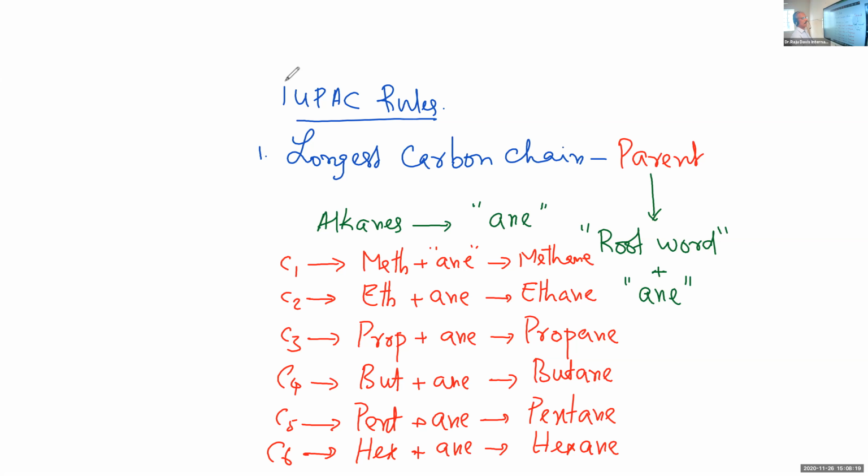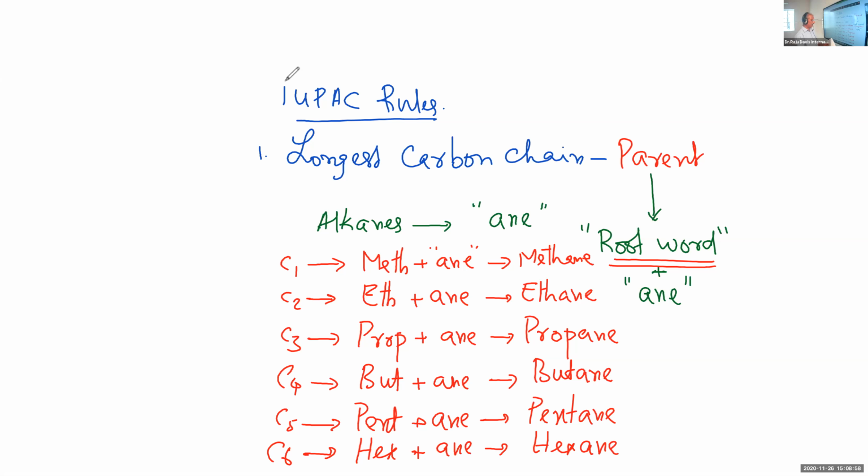Similarly, say seven carbon atoms, hepta, seven; eight, octa; then non, N-O-N, non; and dec, 10. So this will be the naming procedure. You take the roots and add A and E, so that the names of the alkanes end with A and E. That is rule number 1.